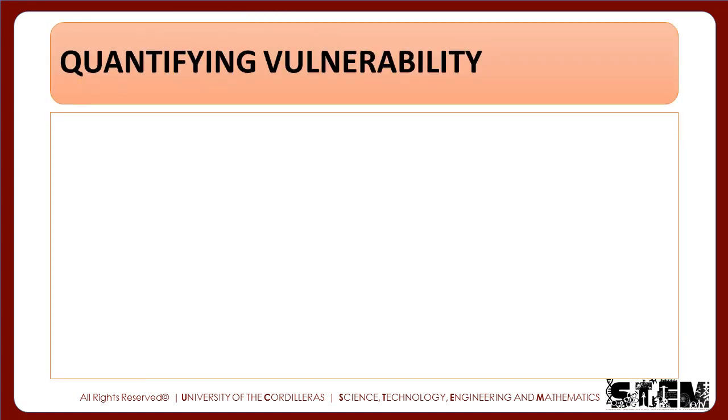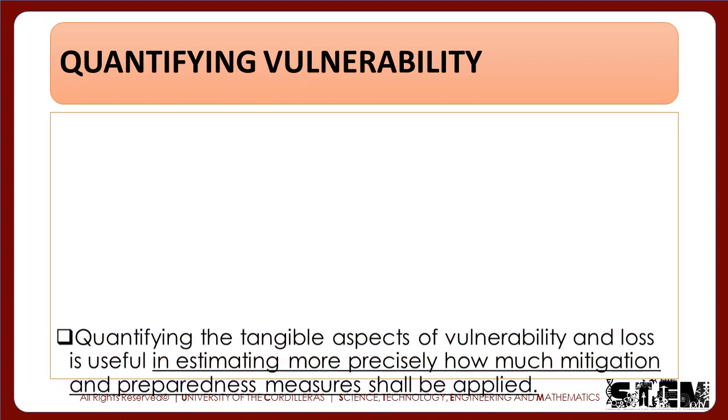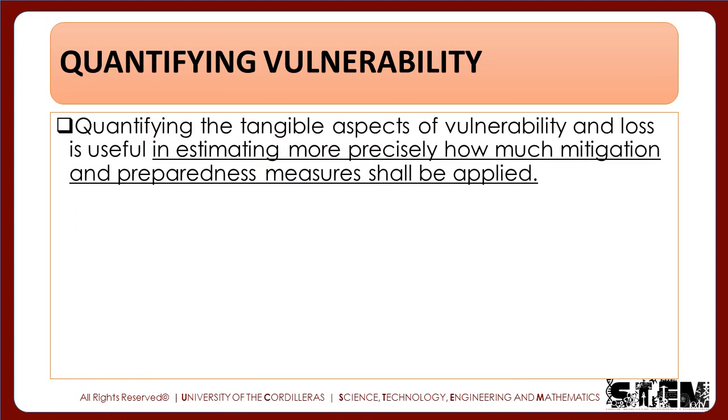Let's continue. We have here quantifying vulnerability. Quantifying the tangible aspects of vulnerability and loss is useful in estimating more precisely how much mitigation and preparedness measures shall be applied. When we say quantifying, you're putting it into numbers. How many are the casualties? You are now listing the numbers of the people who are dead, how many buildings were burnt.